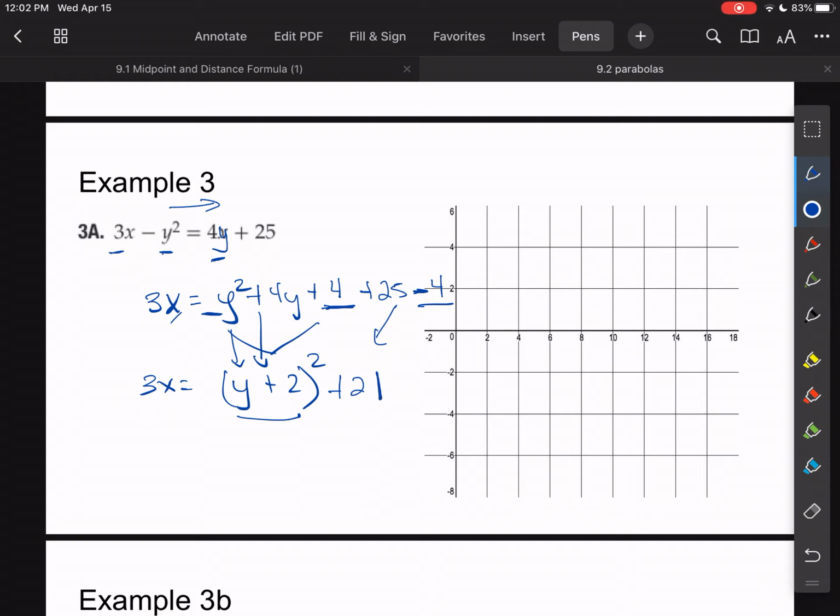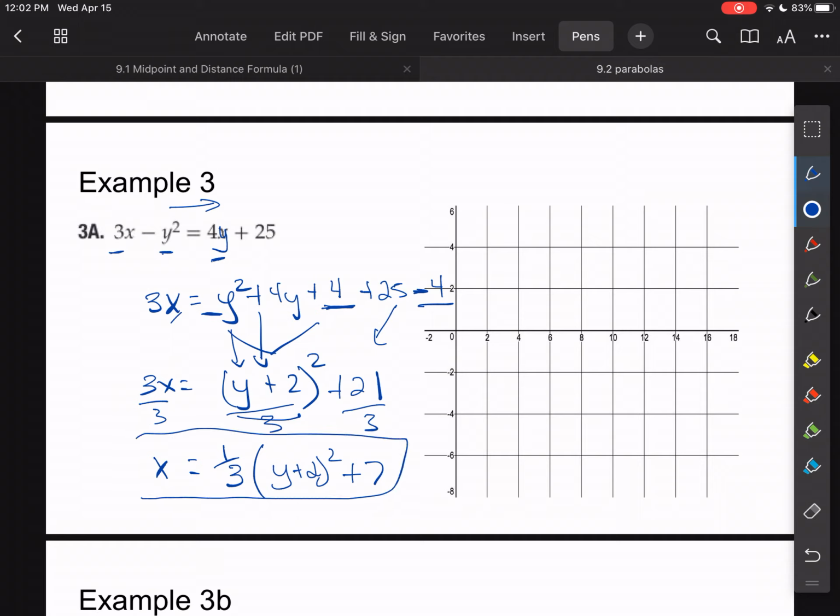The last step is to solve for x, so we're going to divide everything by 3. And notice that if I divide by 3, it's the same as multiplying by 1/3. So to get it in general form, I'm just going to move that division of 3 out front, which is 1/3, y plus 2 squared plus 7. Okay, now that I have this, that really gives me the clues that I need to graph.